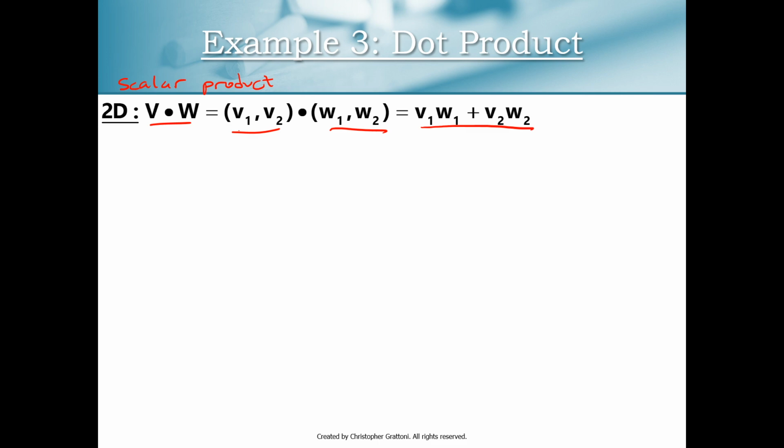We're going to learn a lot about dot products in this course, but for this slide, all you really need to know so far is that we're going to do component-wise multiplication, and then we're going to add up those results.